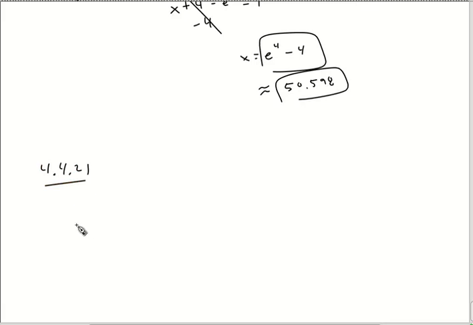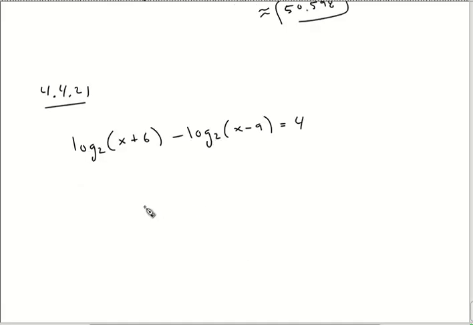421. So I've got log base 2 of x plus 6 minus log base 2 of x minus 9 is equal to 4. Solve for x. There are definitely a couple of ways to do this. I think the easiest one is to see a minus sign between them. That means it's going to be division on the inside. See, I'm using those properties of logs to help me.